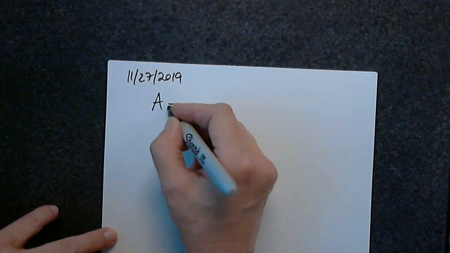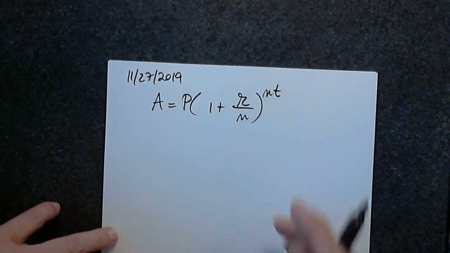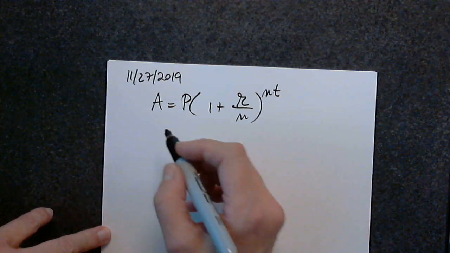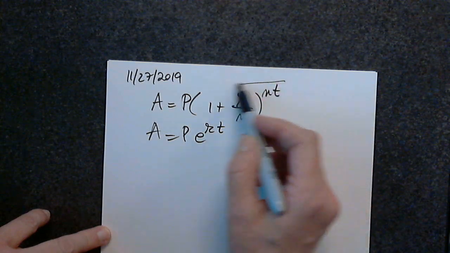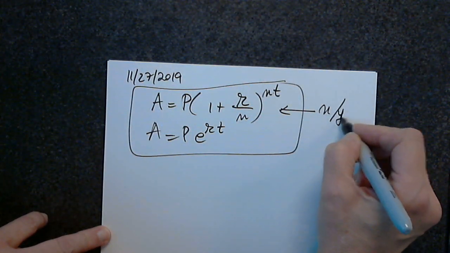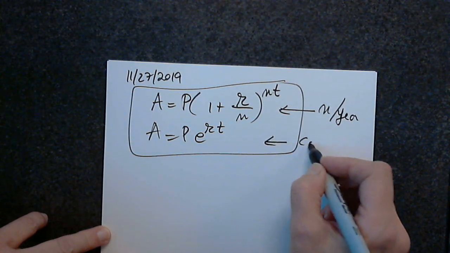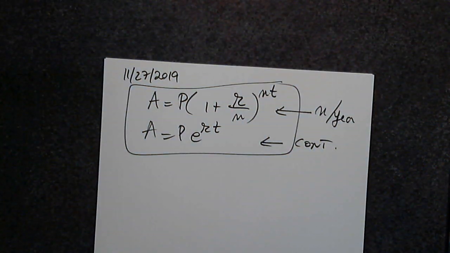to you, but you have to remember what each and every letter represents. And this one is A = Pe^(rt). So these are the models. This one is for n times per year, and this is for continuous. So we read the problem now. Let's go back.